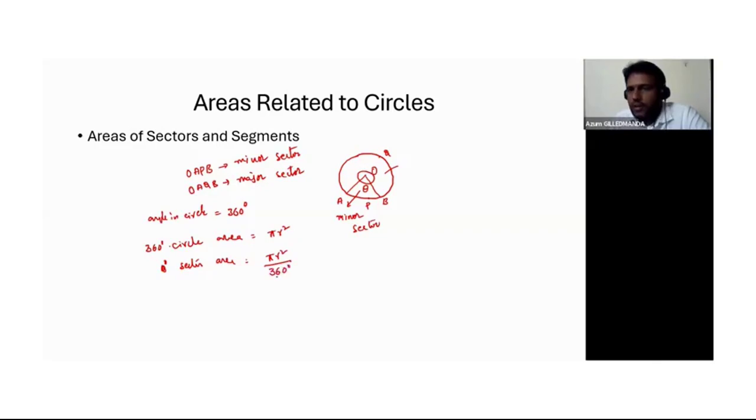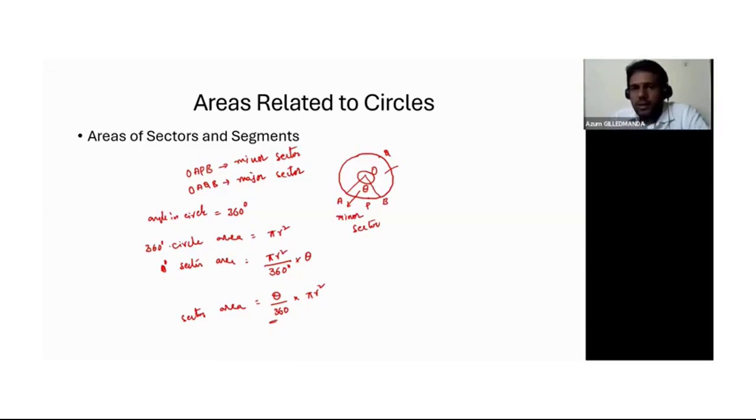That is for 1 degree, right? Into how many degrees? Theta. And if I rearrange this, I can say theta by 360 into pi r square. So this is the area of a sector. Understood? So the sector area is a fraction of the total circle area. Up to what fraction? Theta by 360. If it is 60 degrees, then 60 by 360, that means 1/6 of the area of the total circle.